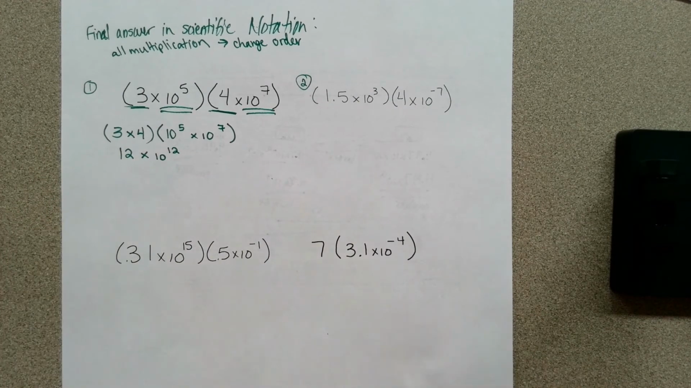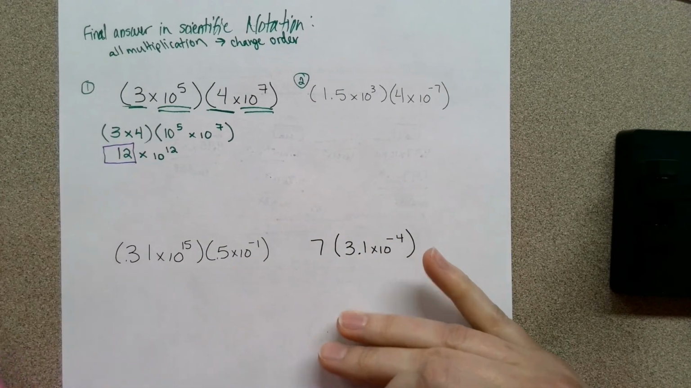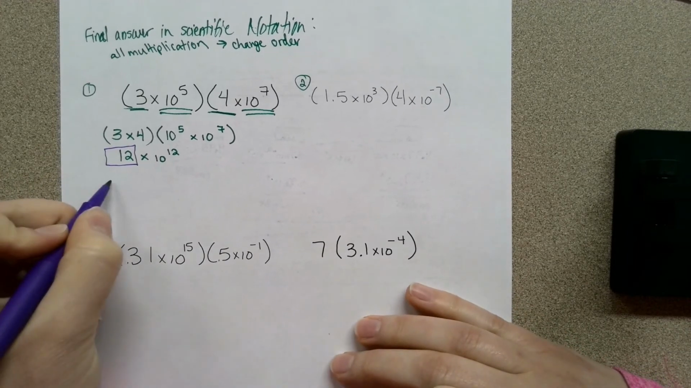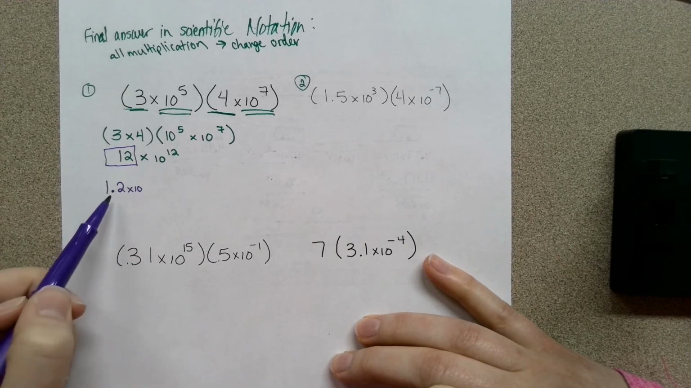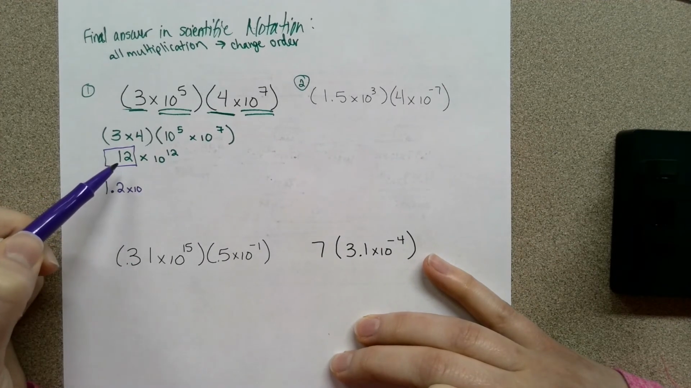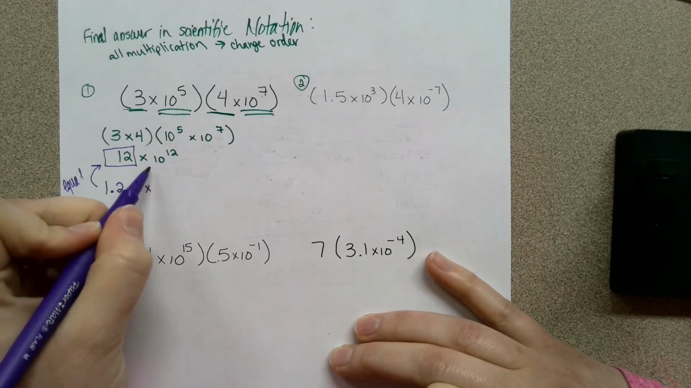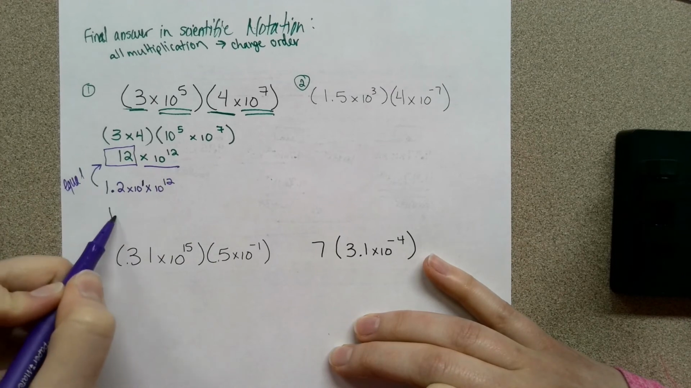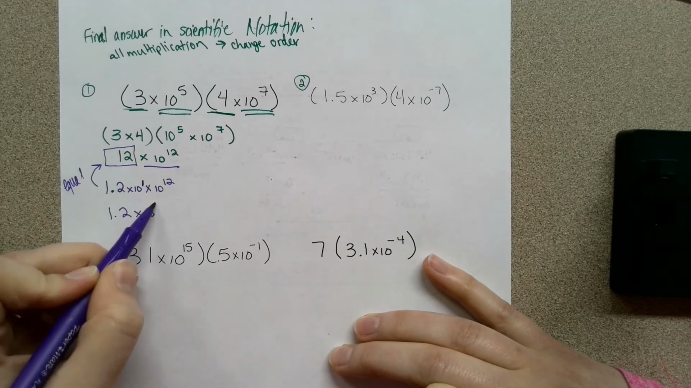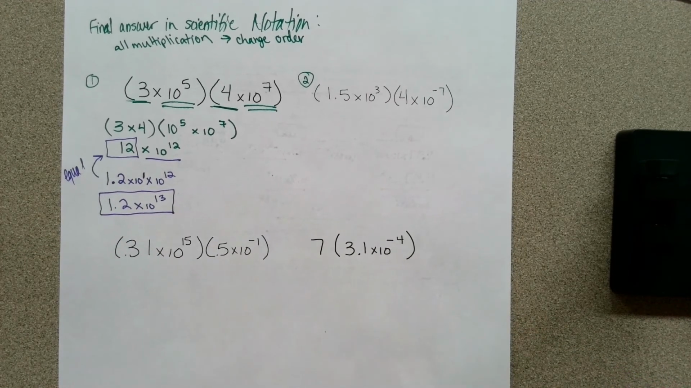For right now, it's still not scientific notation because of this first number. So we need to adjust this first number by writing just the 12 in scientific notation. That would be 1.2 times 10, because 1.2 times 10 gives us 12. They're equal. But we can't forget about the times 10 to the 12th. So in the end, we have 1.2 times 10 to the 13th power for our final answer in scientific notation.